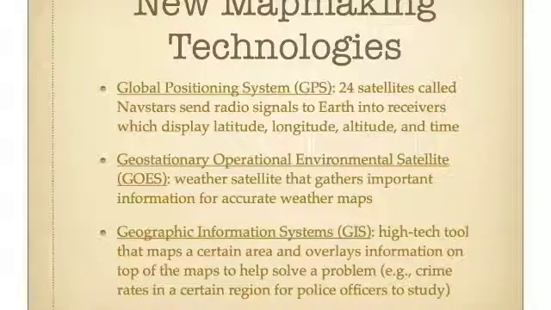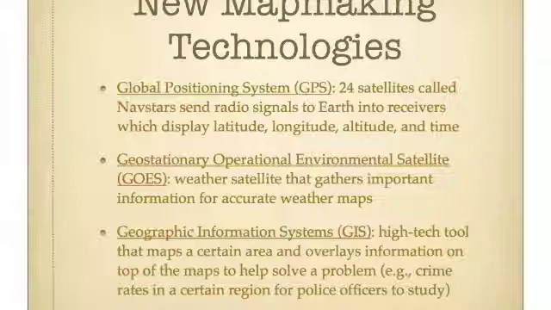GOES stands for Geostationary Operational Environmental Satellite. These are weather satellites, so anytime you watch the news or you're online and you look at the weather patterns or some sort of 10-day forecast, those are using the GOES satellites.